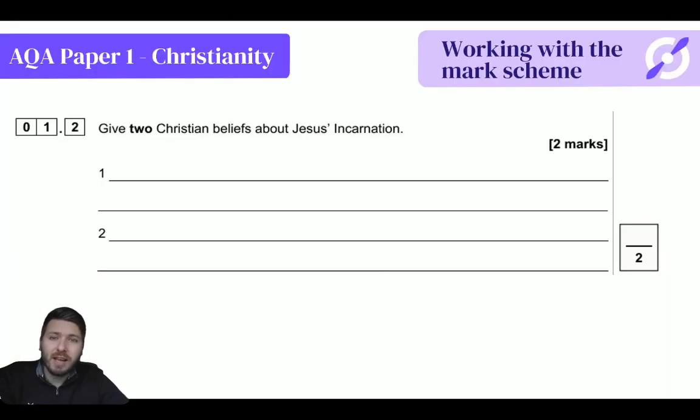Now you can see on the screen an example of how the question will likely be laid out in the answer booklet. As is normally the case, the answer booklet gives more than enough space for students to answer these types of questions. It's important to note, though, that just because each answer space has 2 lines, students shouldn't feel like they have to write in full sentences to answer this question.